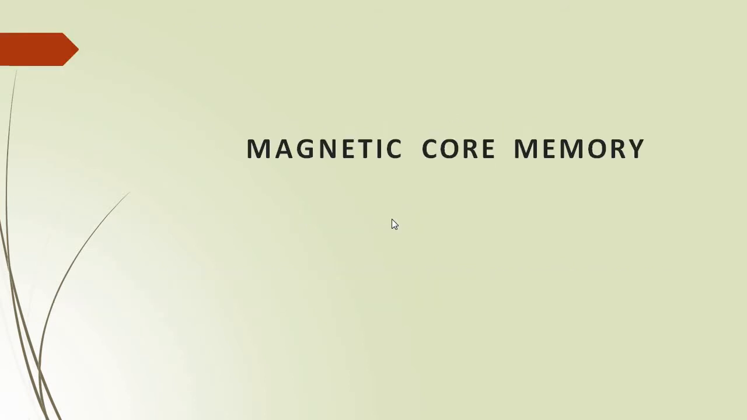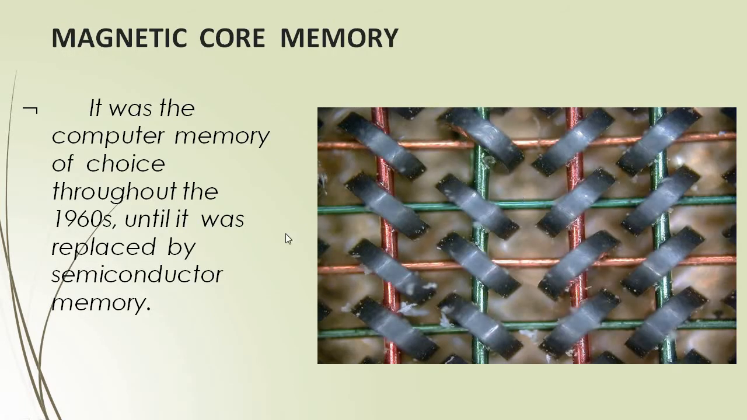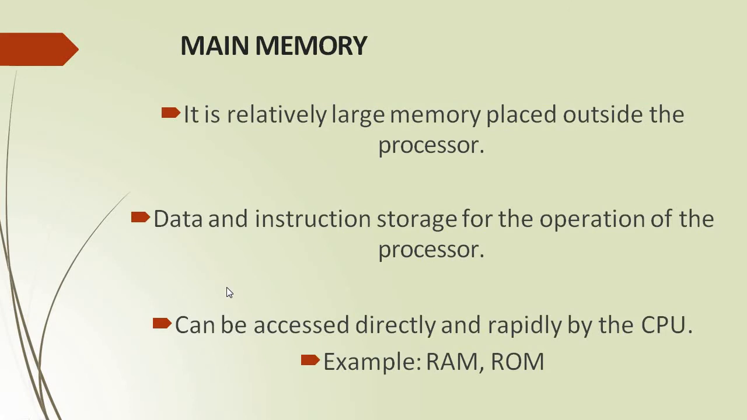So now next is the magnetic core memory. In magnetic core memory, you can see here I have shown a figure or diagram, so you can easily understand about the magnetic core memory. They look like this. It was the computer memory of choice throughout the 1960s until it was replaced by the semiconductor memories.